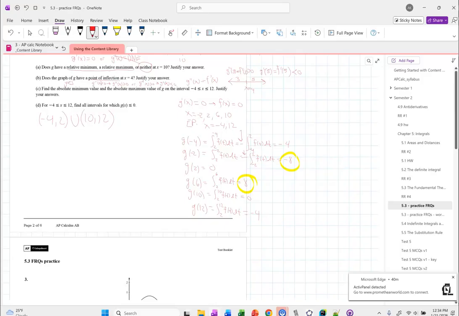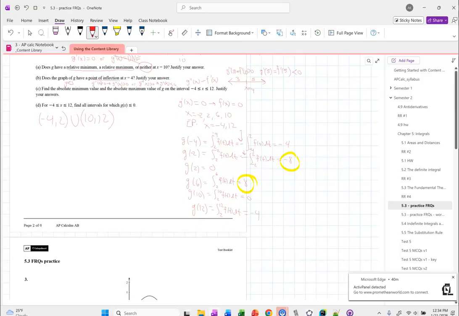So notice that g of x is 0 at 2 and 10, right? It's a continuous function. Before 2 it's negative. After 2 it's positive. After 10 it's negative again. So we notice that it flips sign at 2 and 10, where it changes from negative to positive back to negative.